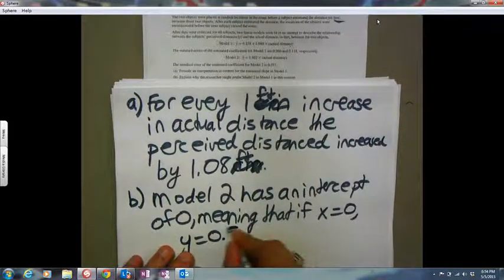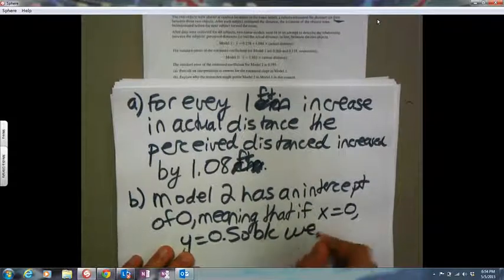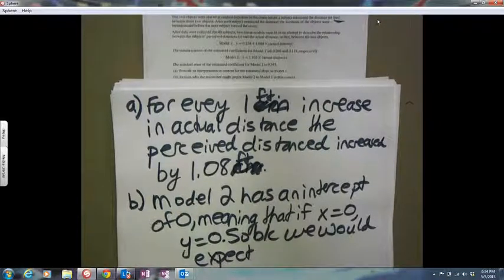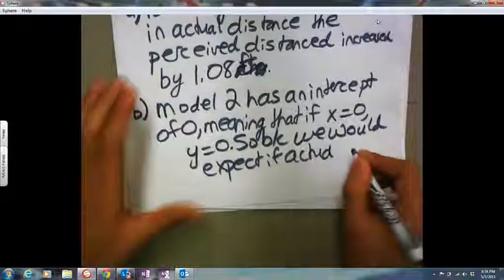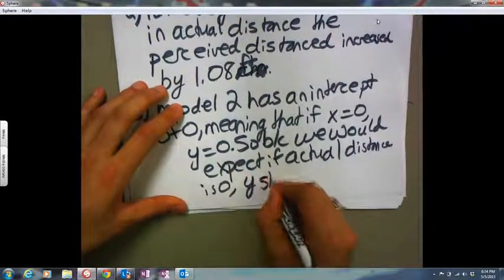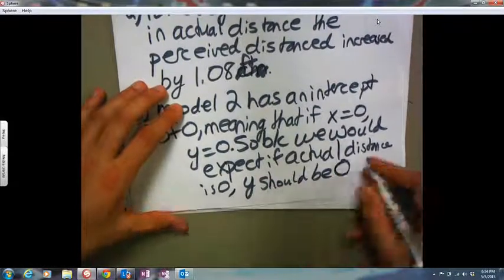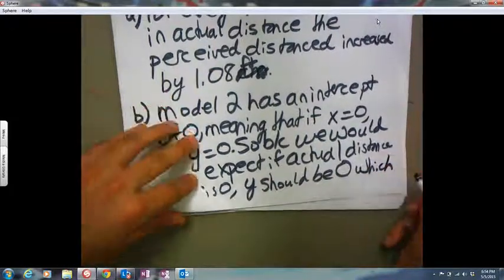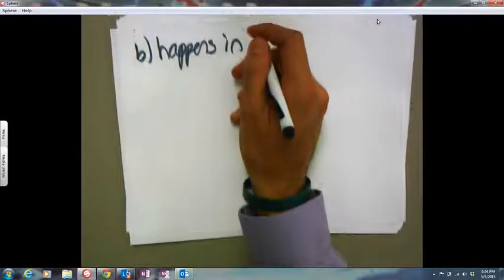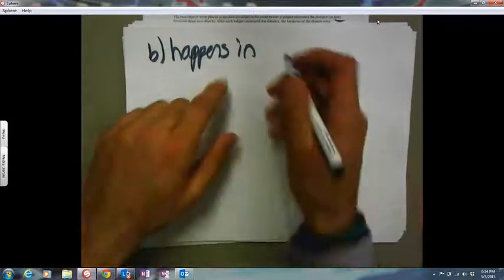So, we would expect, right? We would expect that if actual distance is 0, y should be 0, which happens in Model 2.